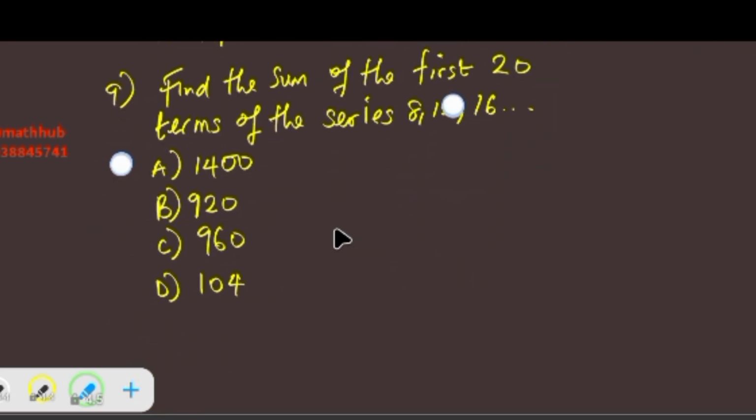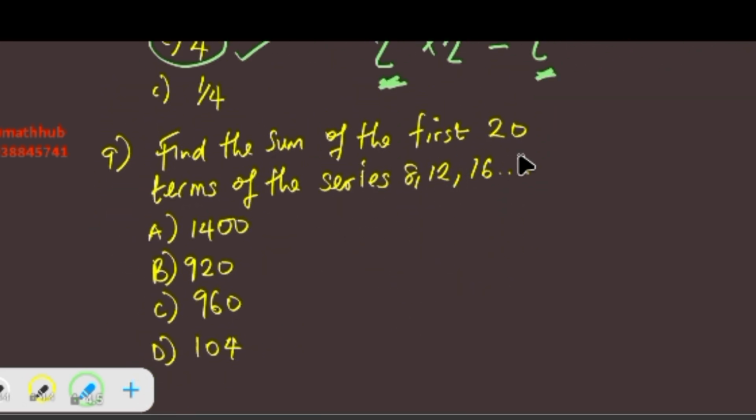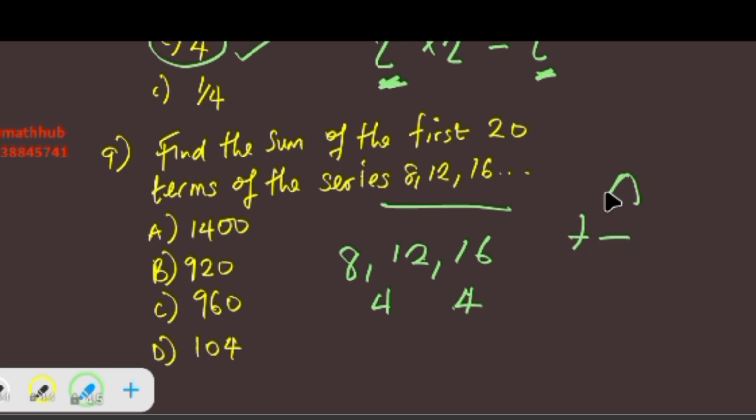Then for the last one, you have to find the sum of the first 20 terms of this series 8, 12, 16. So you have to confirm, is this an AP or a GP? So this is an AP because 12 minus 8 will give you 4. 16 minus 12 will give you 4. So it deals with plus and minus. So this is an AP.